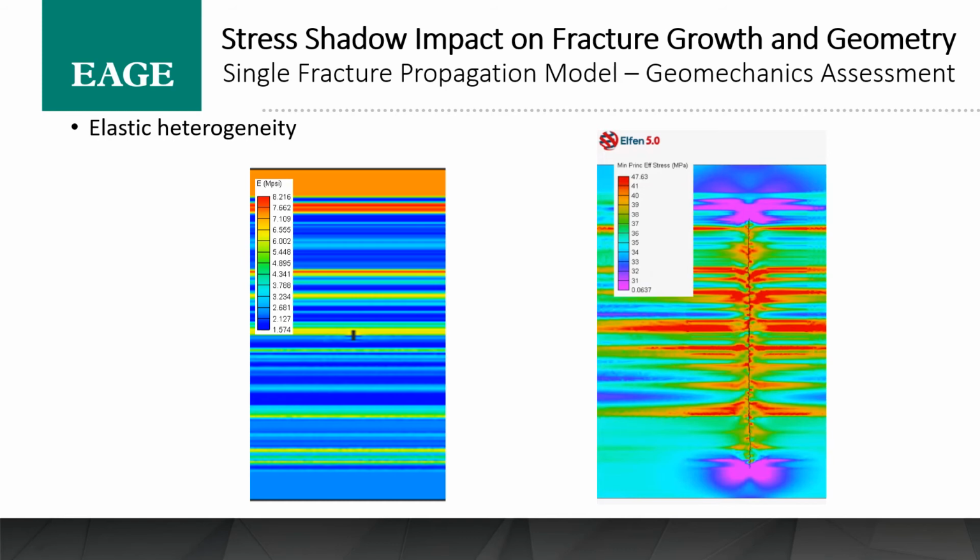You can see how the stress shadow, as it propagates out, and we're plotting the minimum principal effective stress here, how it's different in different stiffnesses of the formation as it's propagating. This then helps drive the fracture either up or down and gives a good indication of fracture height growth.